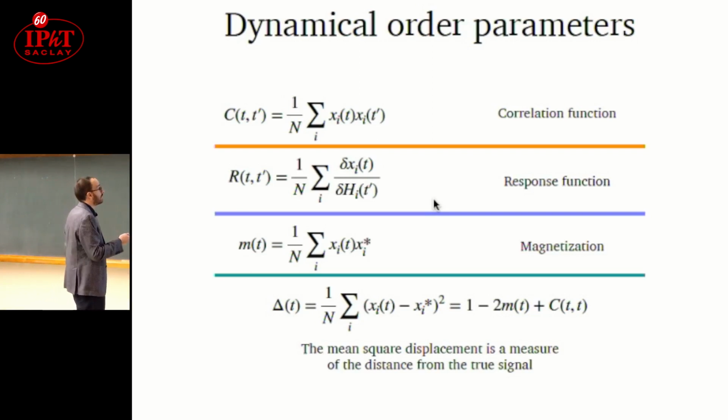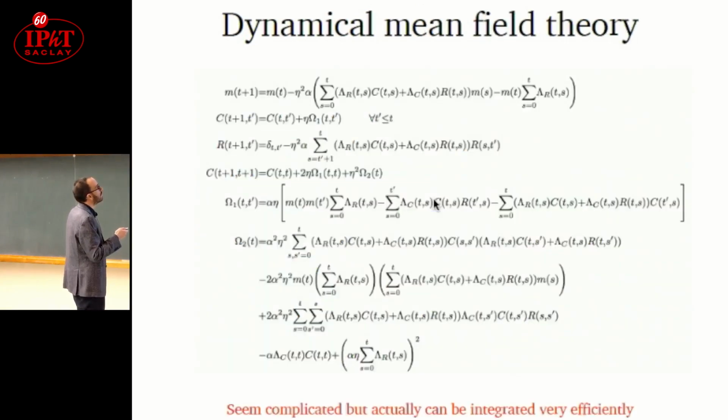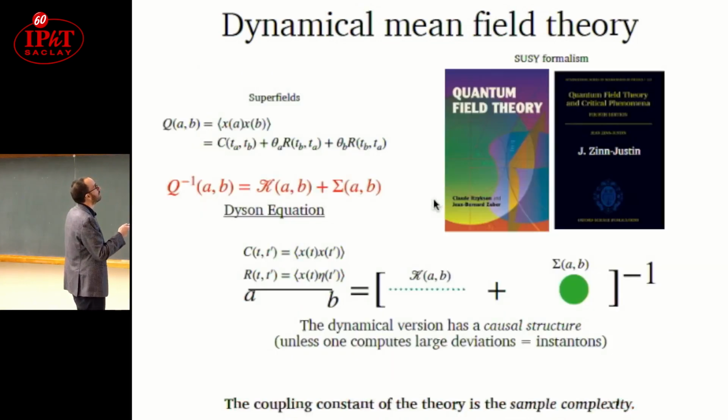So this is the quantity that we really need to monitor. There is a way to write some equations in the high dimensional limit for these control parameters, for these dynamical order parameters, and these are the equations. They look complex, but actually they can be integrated very efficiently, and they have a lot of structure. And the simplest way to write them is just to use superfields.